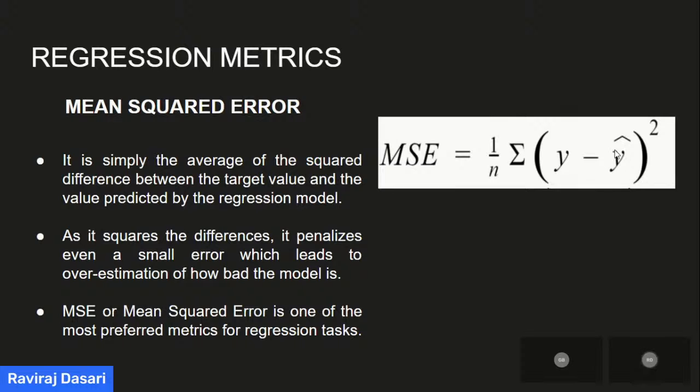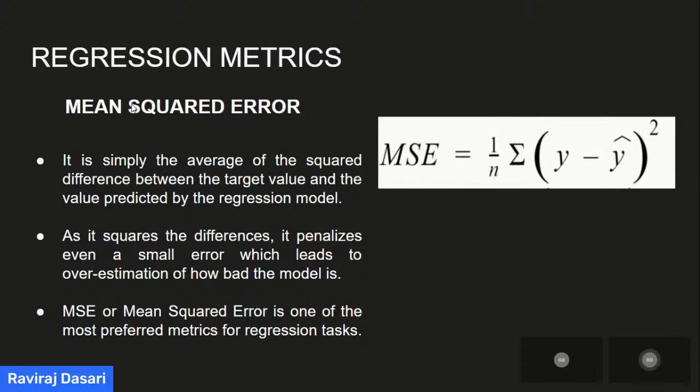But if the model predicted 11, then 10 minus 11 square is 1, right? So this is actually a summation over all data points. This error will be there for each data point, and then you calculate the sum of all these squared errors, and then you divide it by the number of data points. That is actually the mean of squared error. Mean squared error means mean of squared error. So that will be your mean squared error.